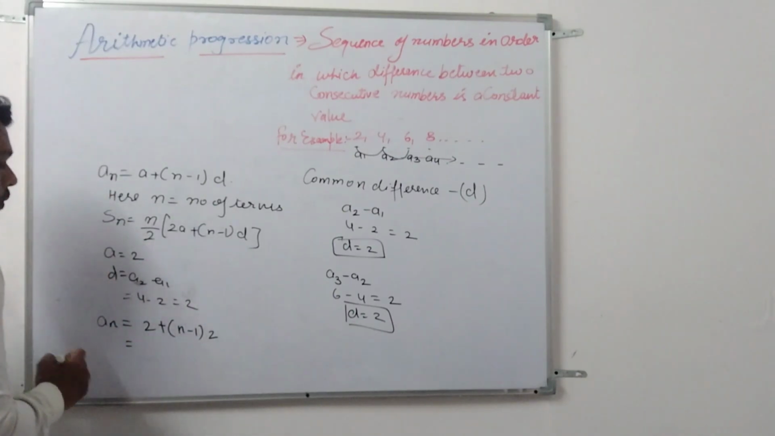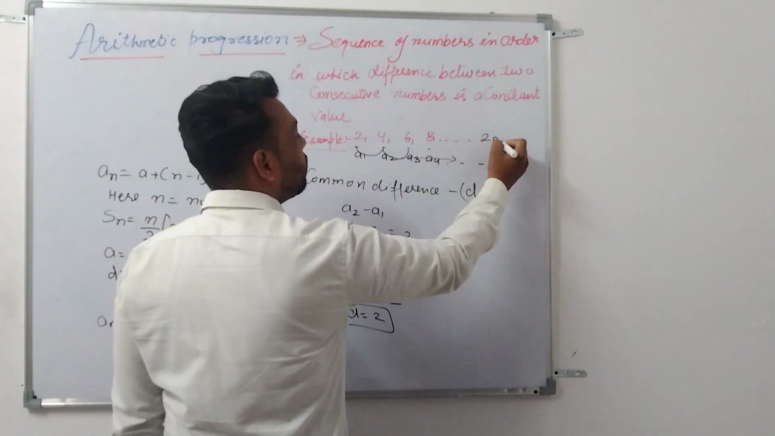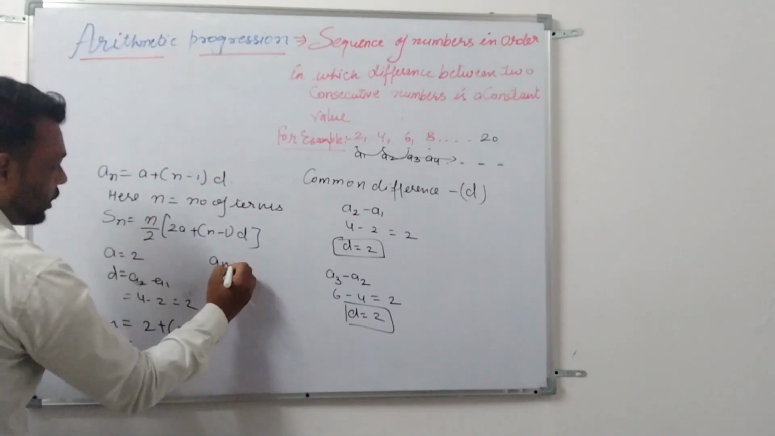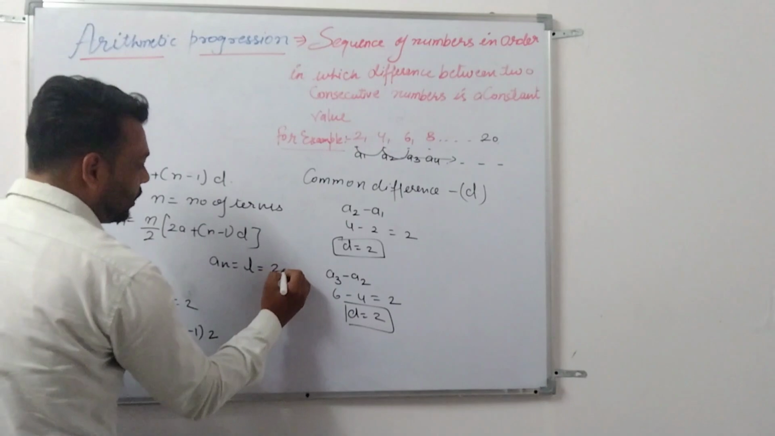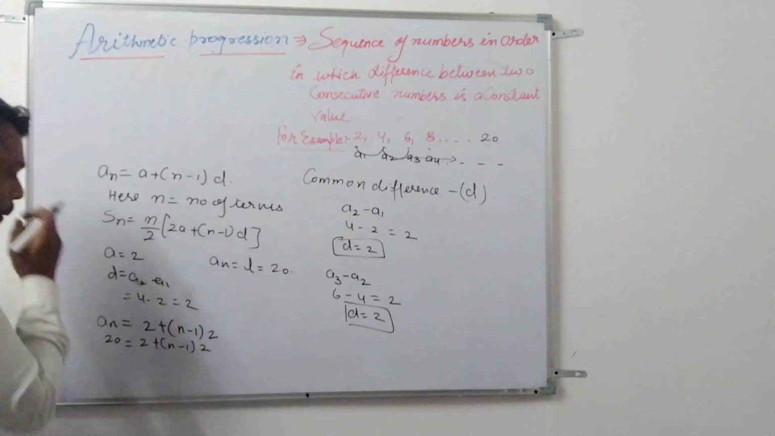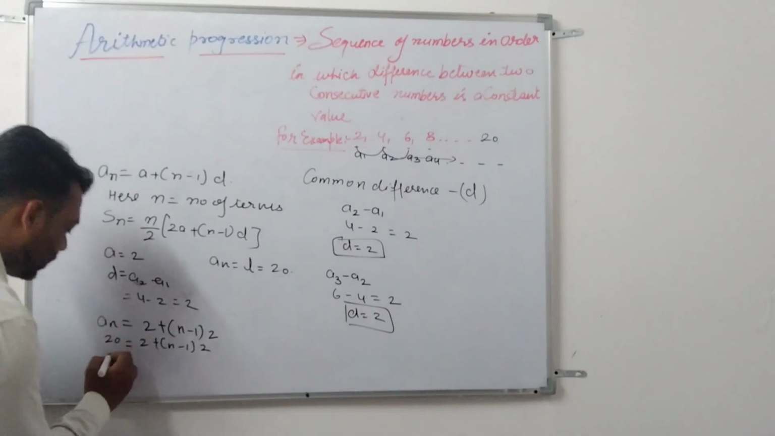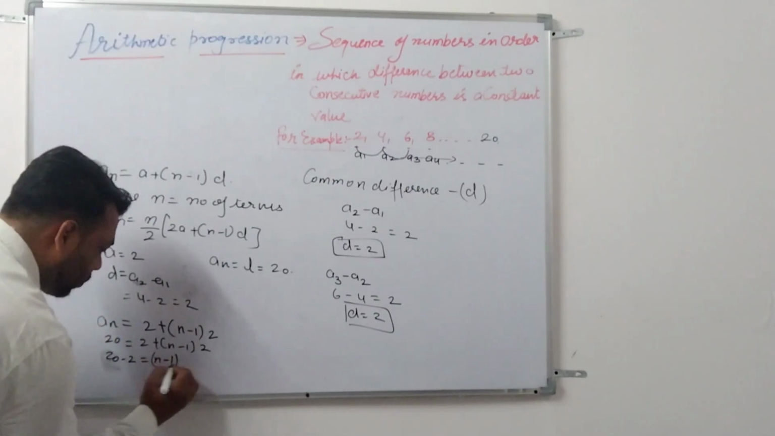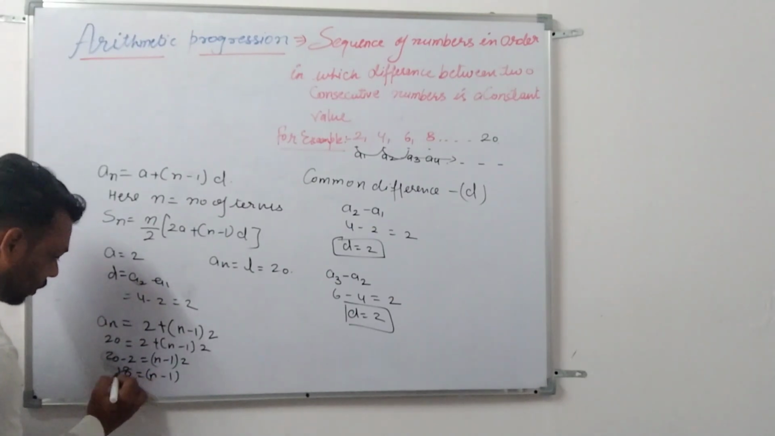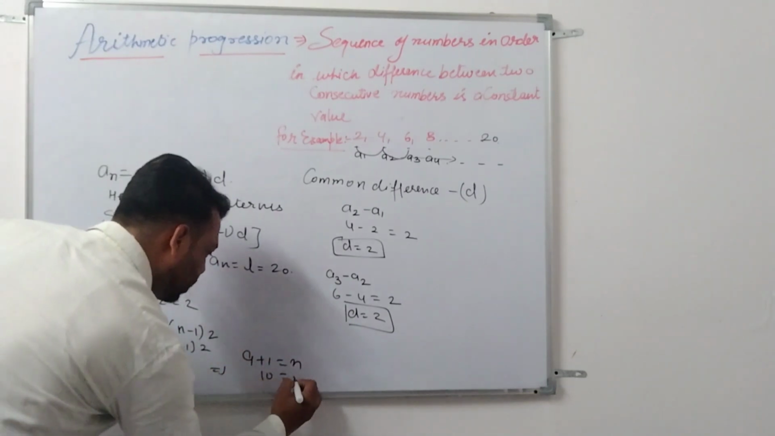One more thing: we always have a last term. Let us suppose the last term is 20. The last term is called An, also L, and that is 20. So we put 20 equals 2 plus (n minus 1) times 2, and now we find n, the number of terms in the AP. So 20 minus 2 is 18, equals (n minus 1) times 2, so n minus 1 is 9. So our answer will be 9 plus 1, which is 10.